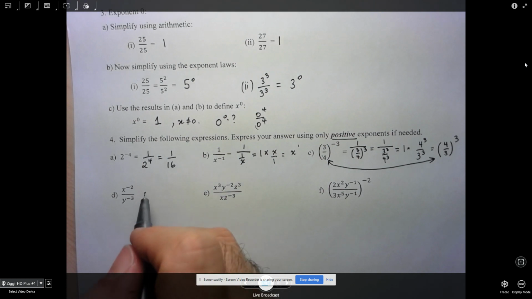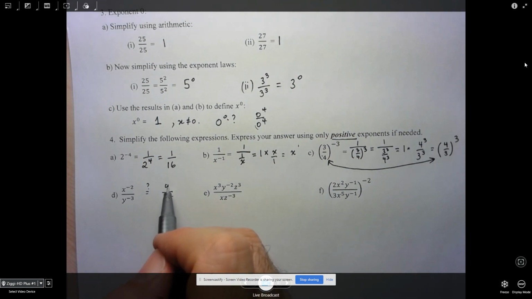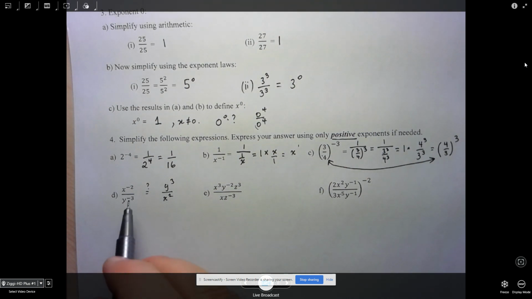Well, this is my conjecture. Does that mean that this x to the negative 2 is going to go down into the denominator and become x squared? And this y to the negative 3 is going to just go up into the numerator and become y cubed? Well, that's a pretty good conjecture. Let's see if it works. Okay, so let's actually go through the process and see if that's what we get.